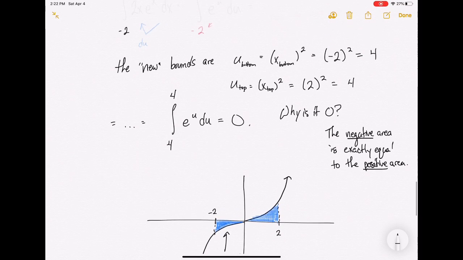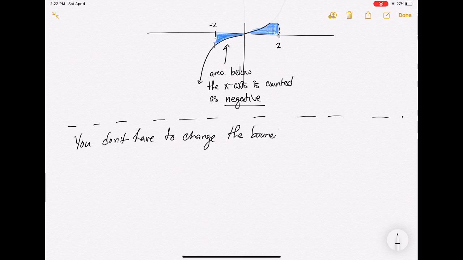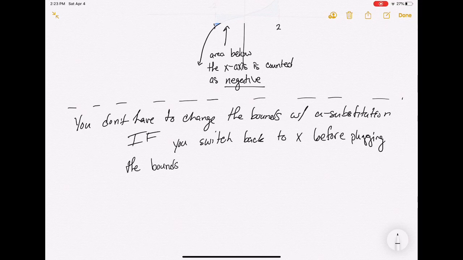And so that's a really good problem right there. It teaches you a lot of things. Now I'm going to mention this now. You don't have to change the bounds with U substitution, and then there's a big if. If you switch back to x before plugging the bounds in. So that's just the important part. You don't have to change the bounds if you switch back to x.